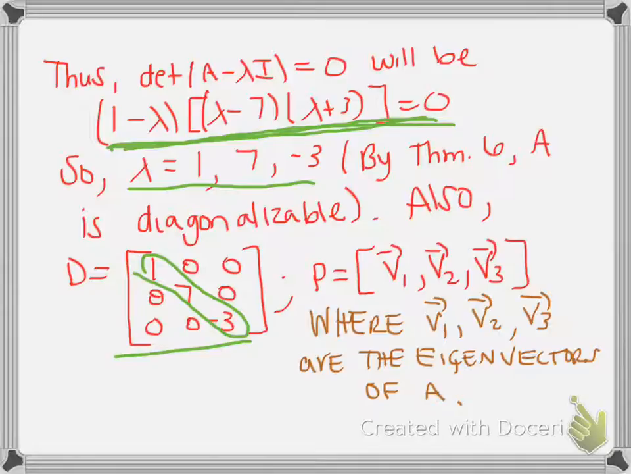And P, the matrix P, will be vector 1, vector 2, vector 3, where v1, v2, and v3 are the eigenvectors of A. You remember how you have to go back and put in each of these eigenvalues, reduce the matrix, and find the span, the eigenspace, and there you find the eigenvectors.